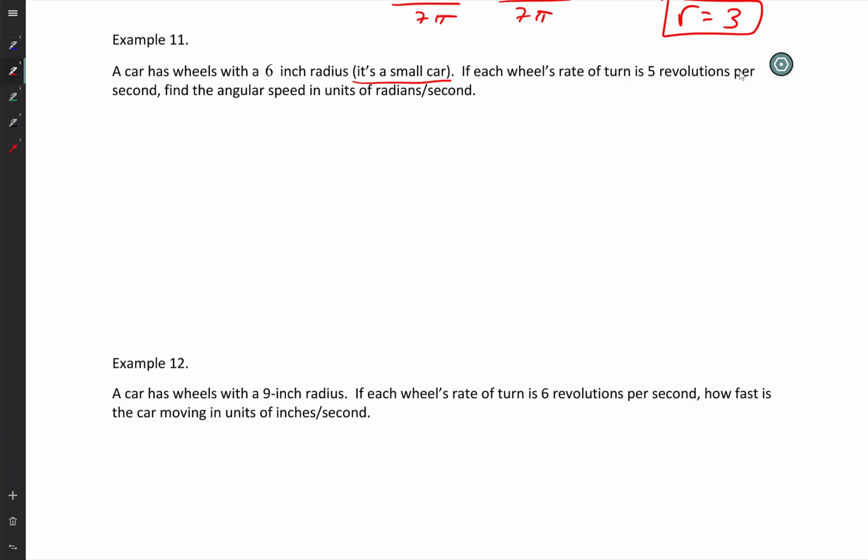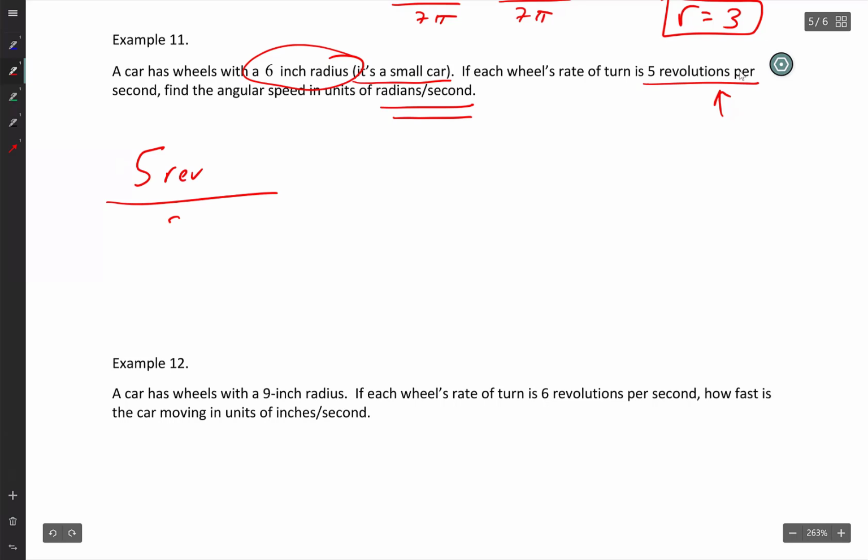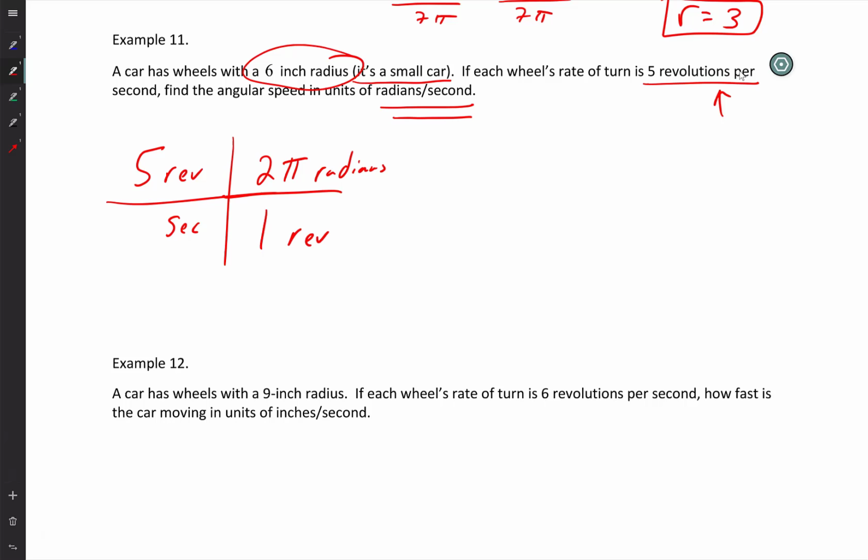If each wheel's rate of turn is 5 revolutions per second, find the angular speed in units of radians per second. So here's what they want. They want radians per second. You don't even need this because they already tell you how fast you're going. This is already an angular velocity. So radians per second is also angular velocity. So I got to do this 5 revolutions per second. So I'm doing like a T. And in 1 revolution, how many radians are there? In 1 revolution, there's 2 pi radians. Look, the revolutions cancel out. 5 times 2, that's 10 pi radians per second.